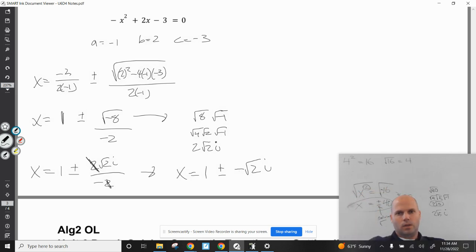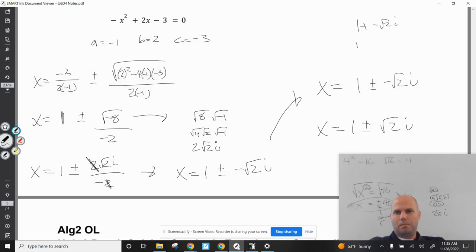So I don't want to confuse you. This is right. 1 plus or minus negative root 2i, which is the same as 1 plus or minus positive root 2i. 1 plus negative root 2i, 1 minus negative root 2i. This turns into a minus, this turns into a plus. So see how they're the same. That's listing them off separately. This is listing them off together.